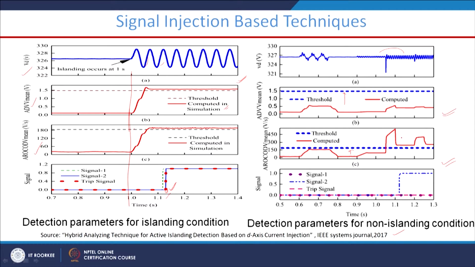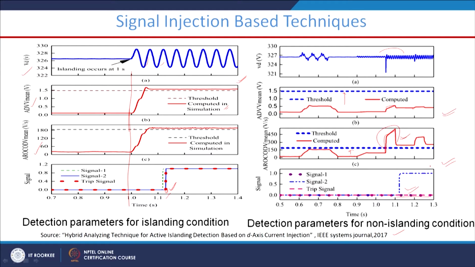And you can see here, though the computed value of this RARCOD is crossing the threshold, at that time the other feature is not crossing the threshold. That is why the trip signal is absent. As I said, the outputs of the two signals should be 1 and 1, then only will this AND gate output be 1 and the trip signal be generated. So, even though one feature is okay, the other feature is not satisfying, and that is why the trip signal is silent at this point.